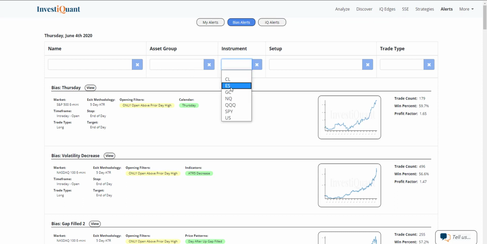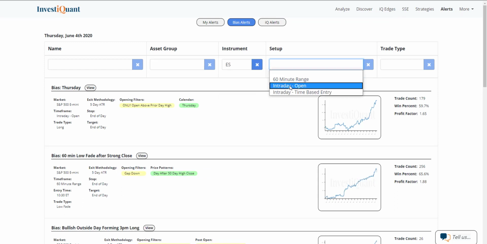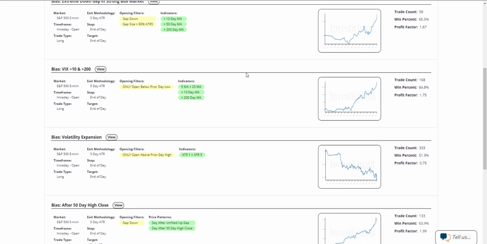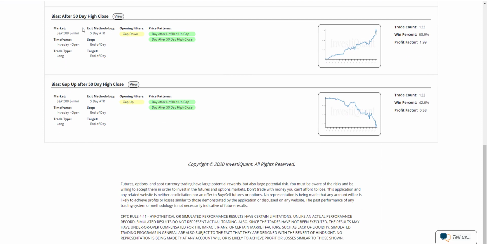I'm going to select the ES from our filtering ability here, and then the open. We've got a bunch of different ones in here, but this helps me narrow it down quickly. And here is bias after 50-day high close. Let me click on that one.